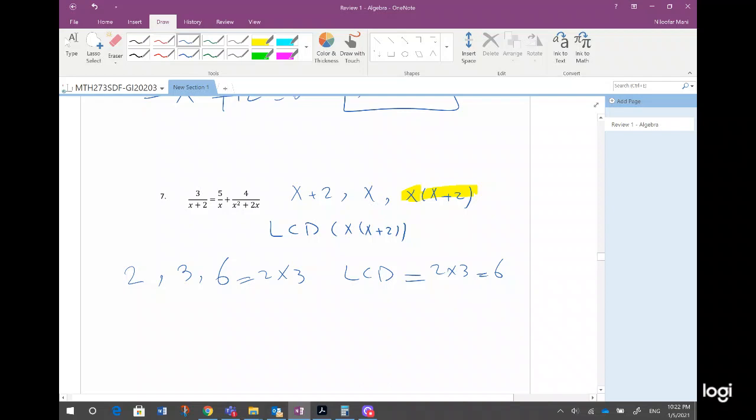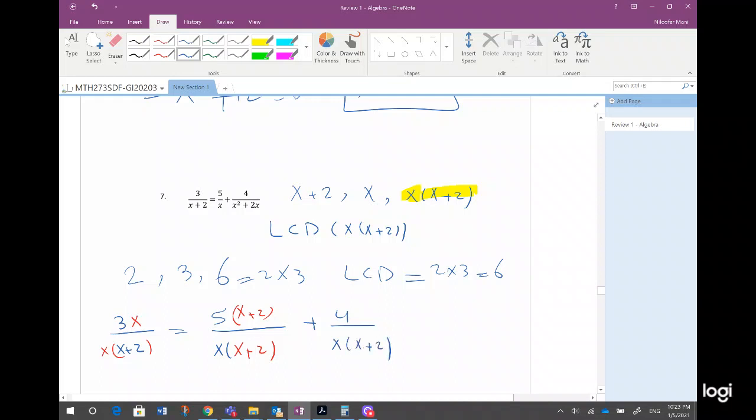Think about it this way here: x plus 2 is like 2 and x is like 3, and then I have x multiplied by x plus 2. What is this common denominator? Just 6. So now I can say this. I have 3 over x plus 2, and I multiply top and bottom by x. Why? Because I want to make the denominators the same. Equal 5 multiplied by x plus 2, divided by x multiplied by x plus 2, plus 4 over x multiplied by x plus 2.